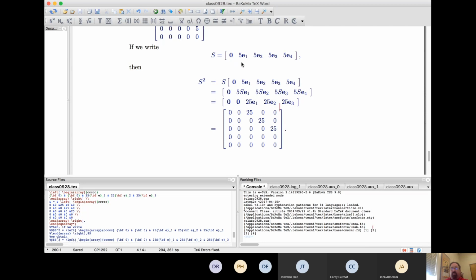So by breaking down the product in terms of columns, we could save ourselves a lot of work by taking into account what the individual columns are of S. So, any questions about how this result was arrived at?